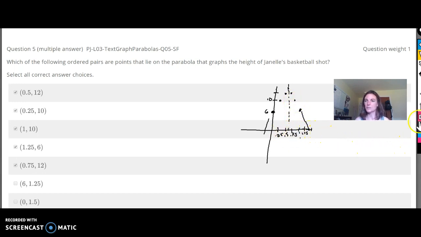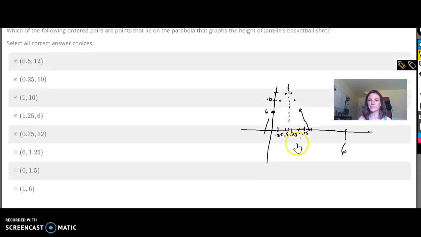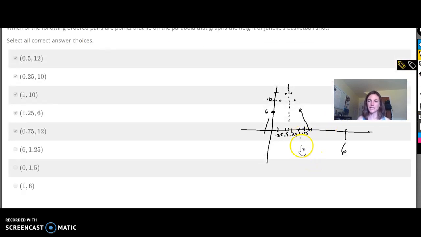6 seconds would be way out here and way away from our parabola. So that is not something that's going to work for us, okay? 0 seconds is right here. She's at 6 feet at 0 seconds. She's not at 1.5 feet. She's all the way up at 6 feet at 0 seconds. So that one doesn't work either.